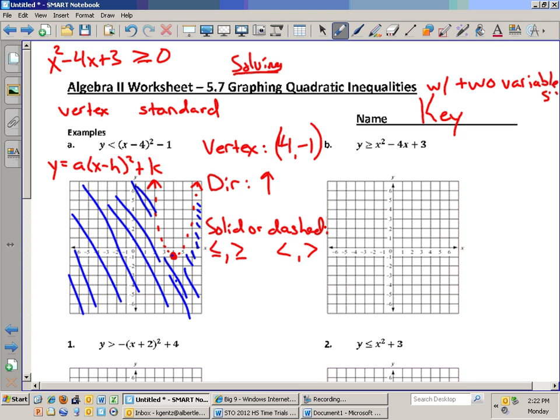I'll do it one more time. Watch. Take your pen, you put it on the vertex. It says y is less than. So do I move up or do I move down? I move down. It does seem too easy, doesn't it? But it works.